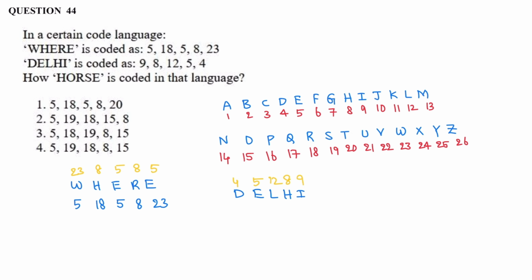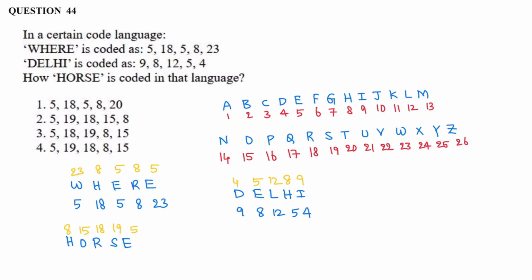In reverse direction, it can be written as 9, 8, 12, 5, 4. Similarly, for the word horse, H O R S E, H is 8, O is 15, R is 18, S is 19, and then E is 5. Arrange this in the reverse direction.